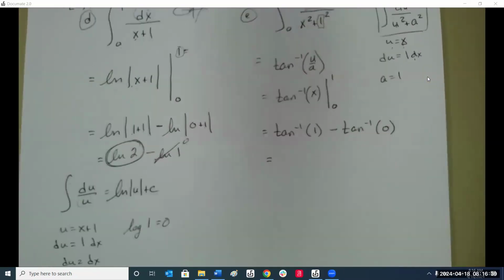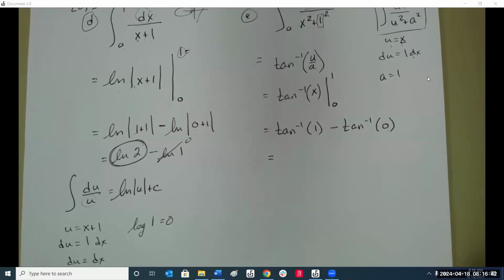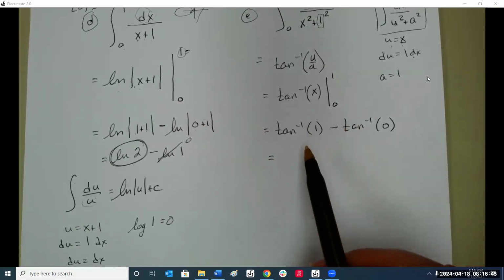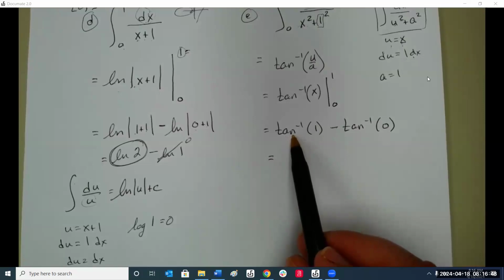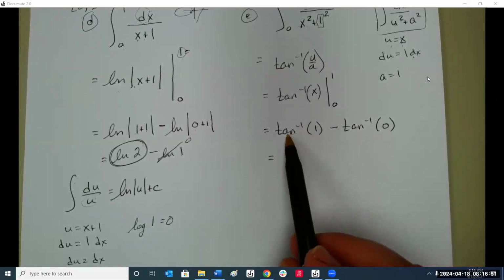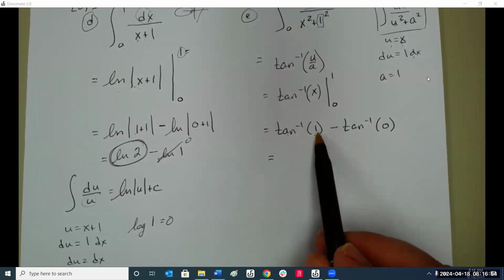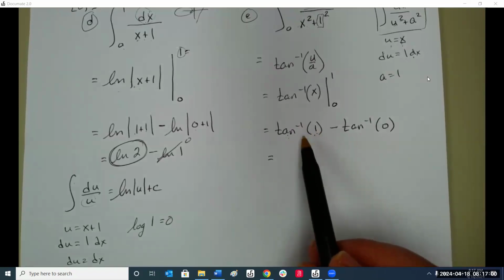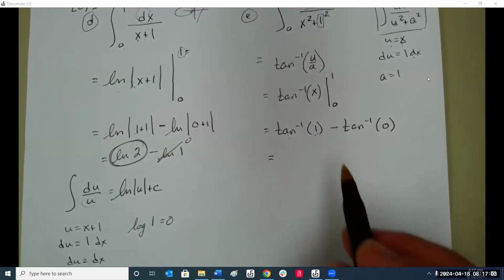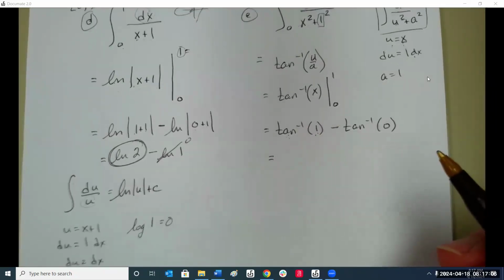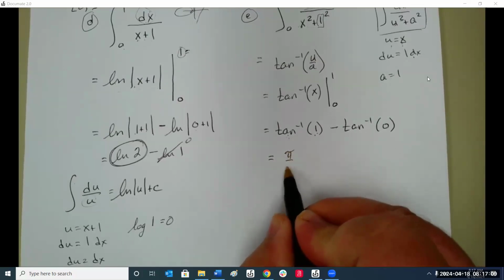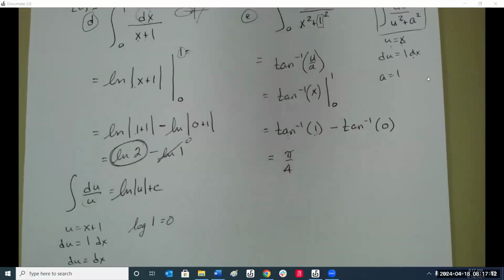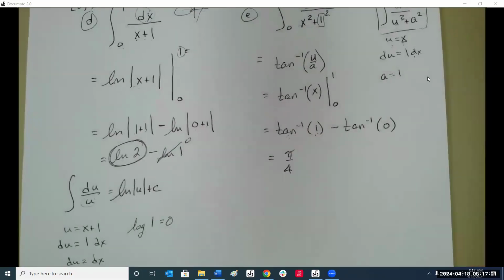Remember how inverse trig functions work? What this is asking is what angle theta makes tangent equal 1? That's what you have to think backwards of inverses. So tangent's 1 whenever the sine and cosine are the same, which is at pi over 4. Also, it equals 1 in the third quadrant, but that's outside of our realm because we're going from 0 to 1.